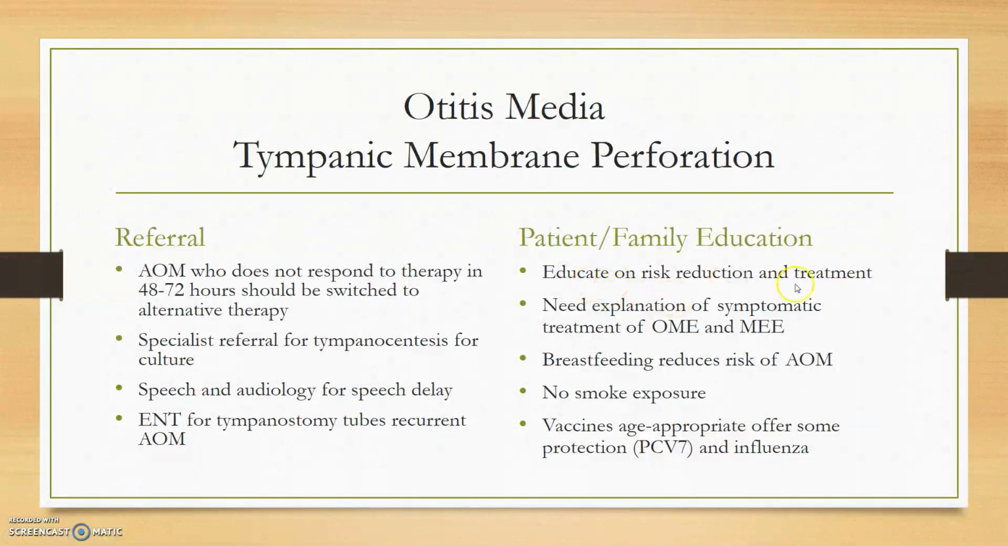Patient and family education, really want to look at risk reduction and treatment. We need to explain the symptomatic treatment of the OME and MEE versus the acute otitis media, and why. We know that breastfeeding can reduce the risk of acute otitis media. The patient shouldn't be exposed to smoke. And then there's evidence that vaccine appropriate, age appropriate, that includes the pneumococcal vaccine, MCV7, and influenza have been shown to reduce the incidence in children that have had these vaccines.